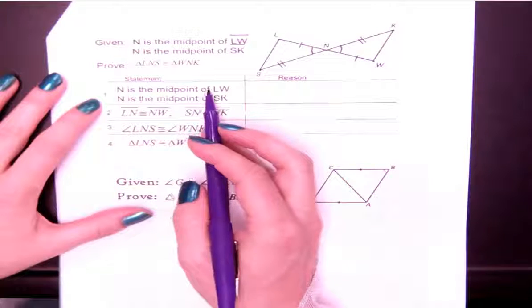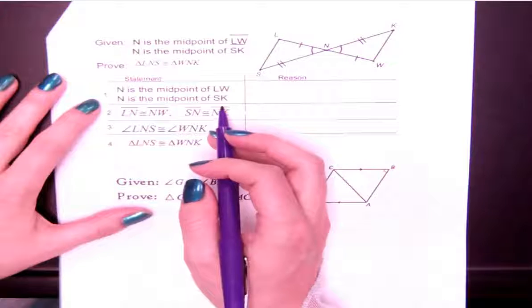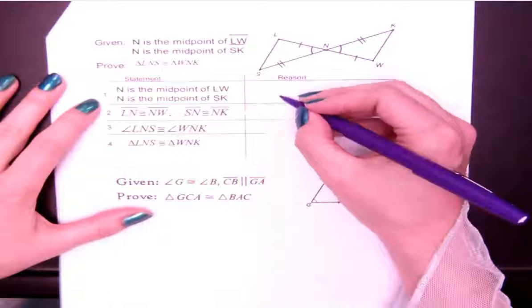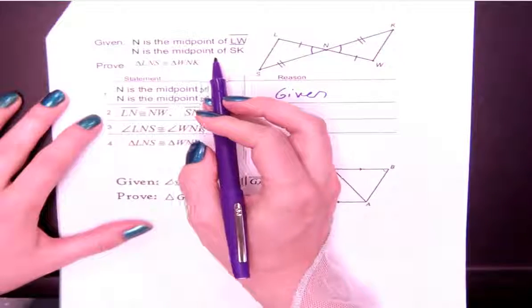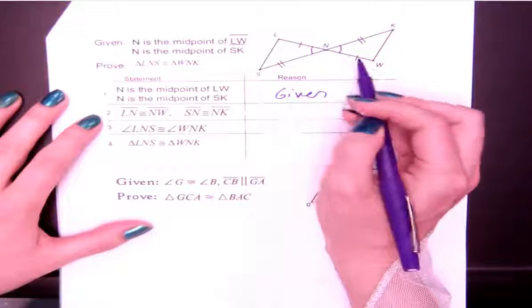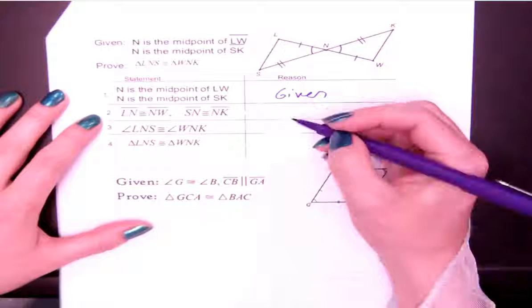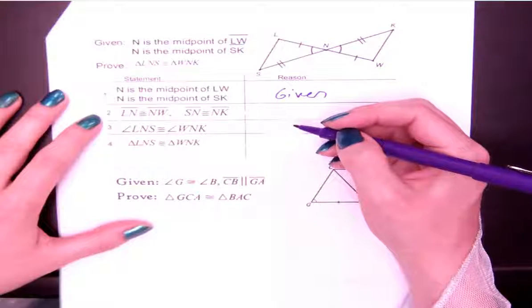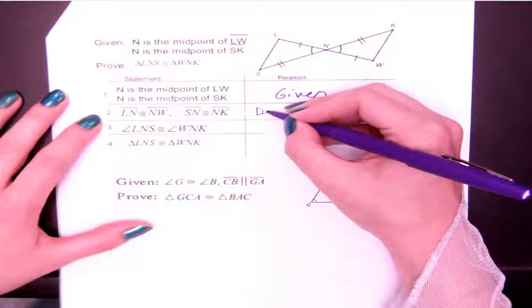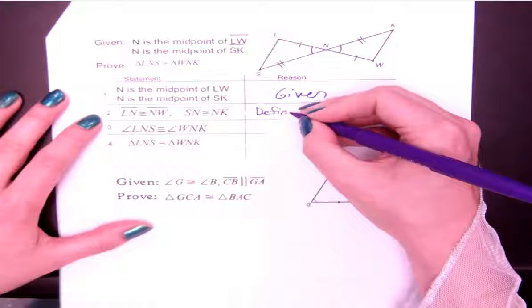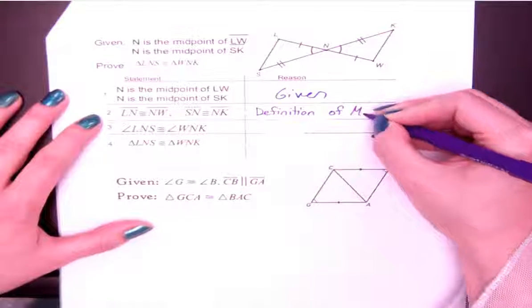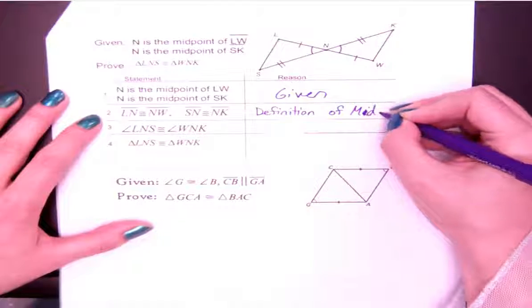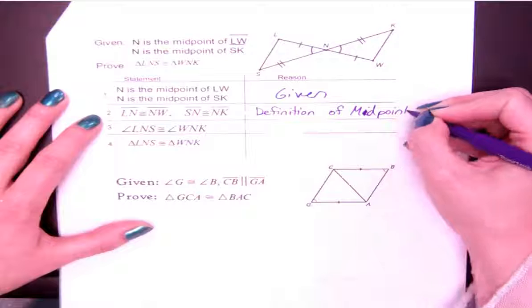So, what is our first statement? Given, right? So we always start with our givens. They told me these are the midpoints. When I have midpoints and I label them and the halves equal each other, what do I call that reason? Definition of midpoint. Yeah, you can abbreviate it, as long as you know what it means.